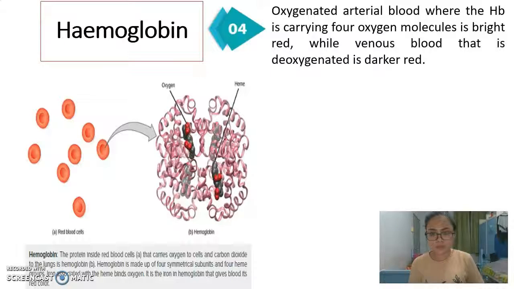Hemoglobin is made up of 4 symmetrical subunits and 4 heme groups. So this is the symmetrical subunit: 1, 2, 3, and 4 with 4 heme. The iron associated with the heme binds oxygen. It is the iron in the hemoglobin that gives blood its red color.